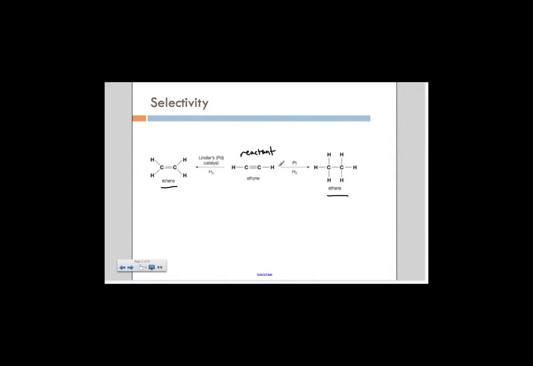Okay, and if you run this in the absence of a catalyst, you would probably get a mixture of these 2. Okay, so what happens here is, depending on which catalyst you choose, I can either use platinum if I want the alkane, or I can use palladium if I want the alkene. Okay, and so you can see the choice of catalyst will preferentially select the product that you want.